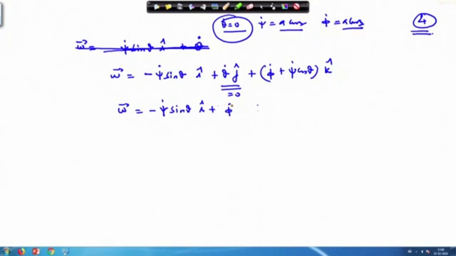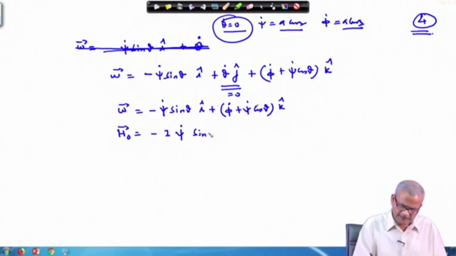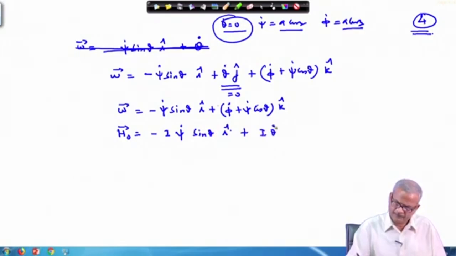Plus phi dot plus psi dot cos theta times k cap. This is omega, and similarly the h 0 vector, then what we have written earlier, so that gets reduced to h 0, which we have written as minus I times psi dot sin theta times i cap plus I 0 times, basically multiplying this by I and this.